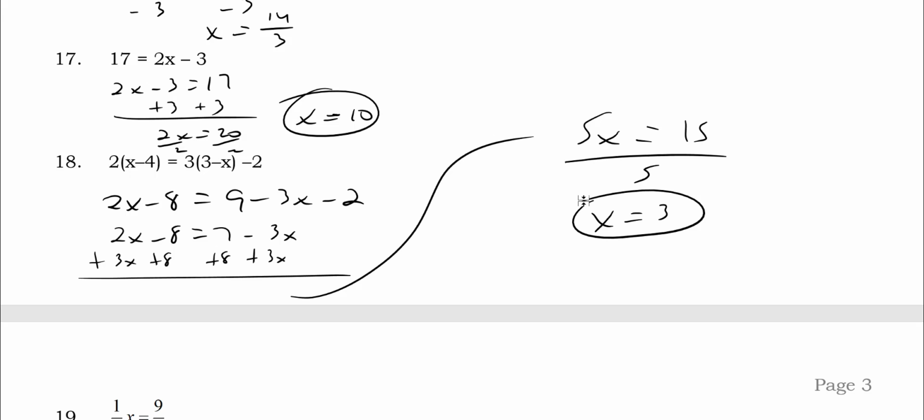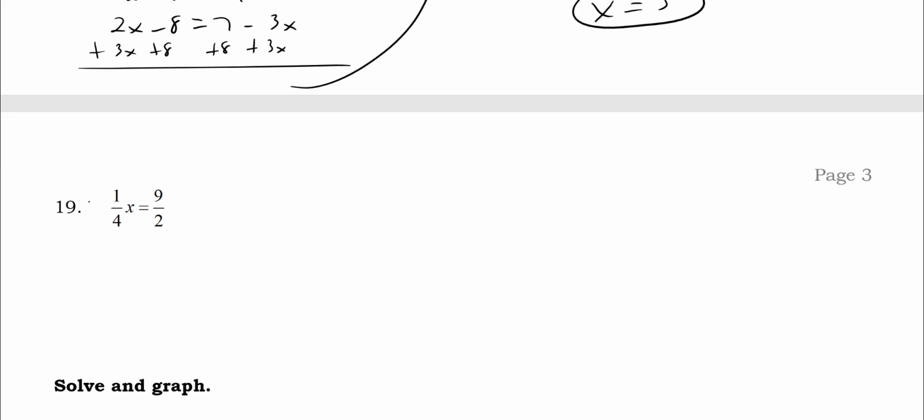Okay? Multiply both sides by 4 over 1. And again, you can put that all in your calculator, and you'll get x equals 18.